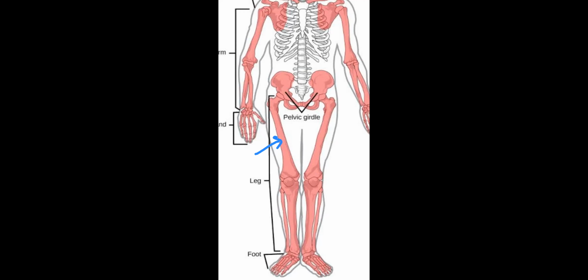Which is the smallest bone? Stapes, that's the one. Stapes. Stapes is the smallest bone in the body.